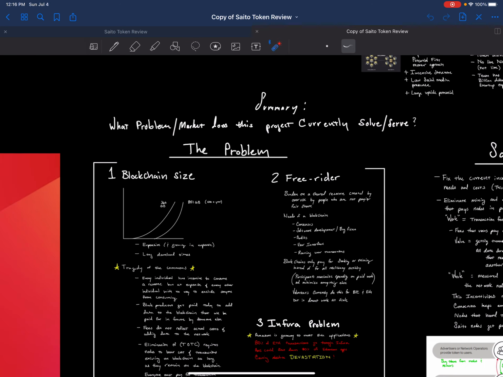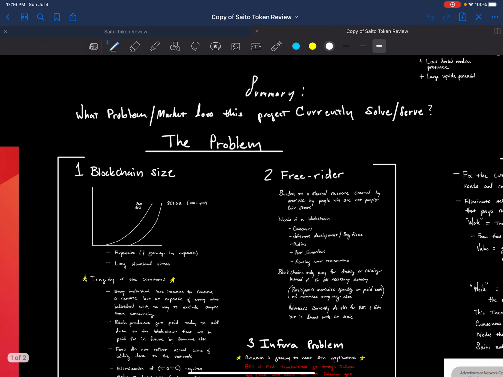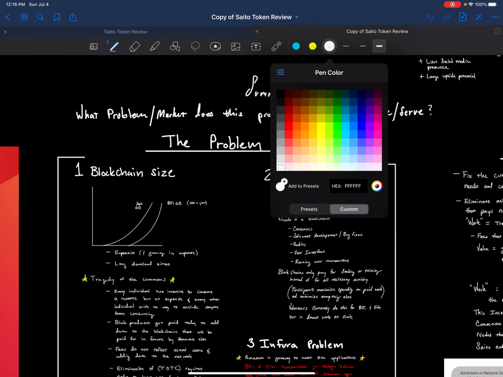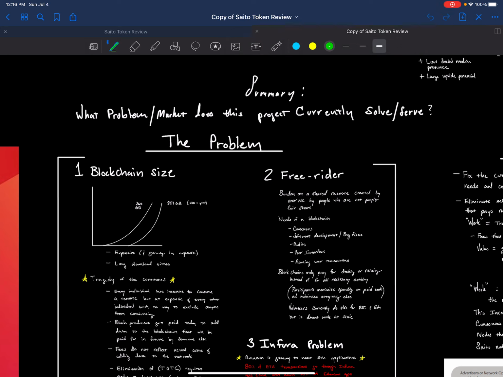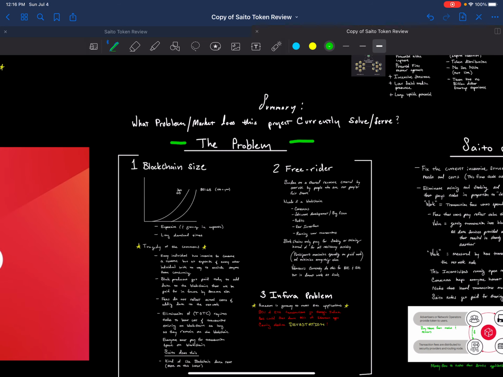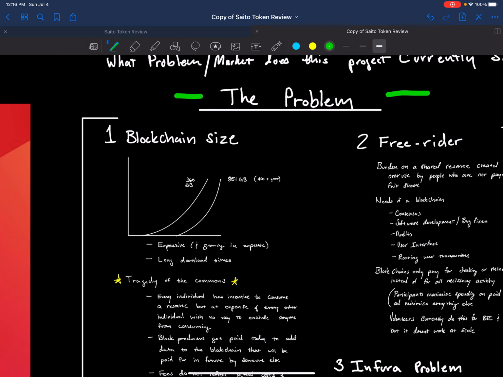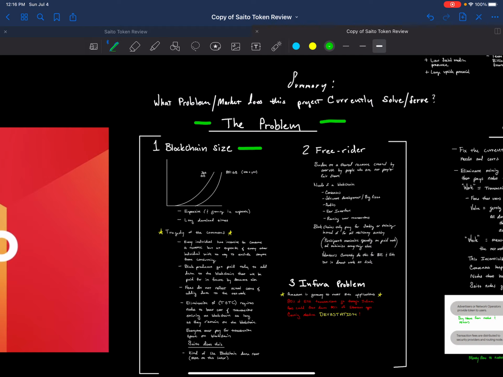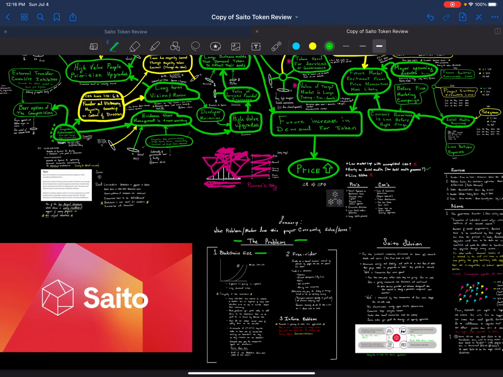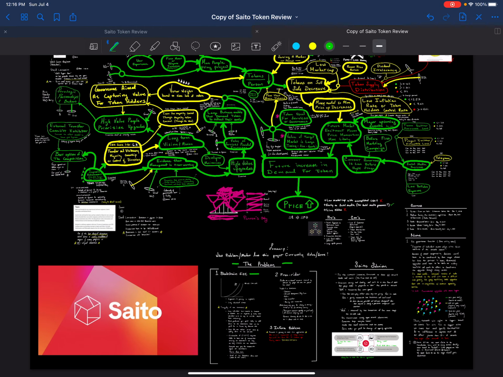So to dive into it. What is Saito? This is going to be a complex project. This is part 1 of 2. But basically, what problem does Saito solve? Saito addresses the blockchain size problem. And I'm going to get more into details of how they accomplish some of these solutions in part 2.